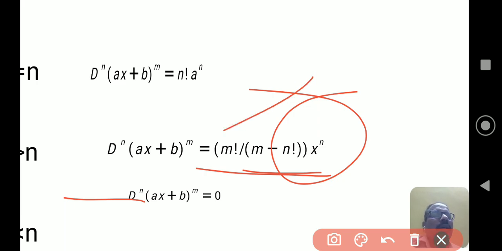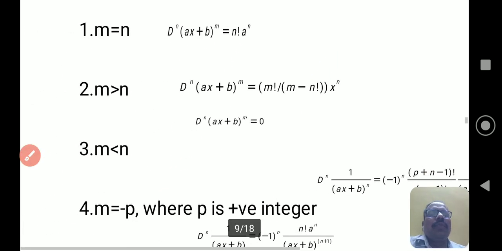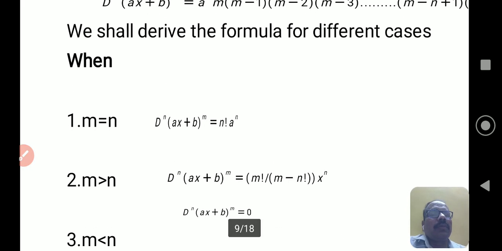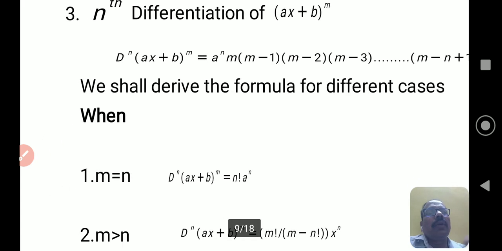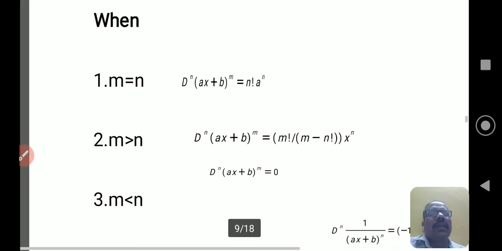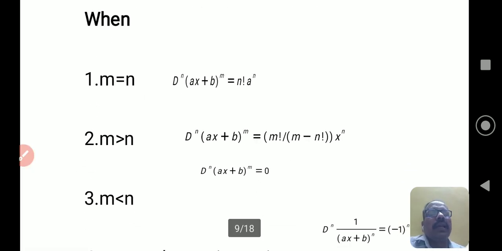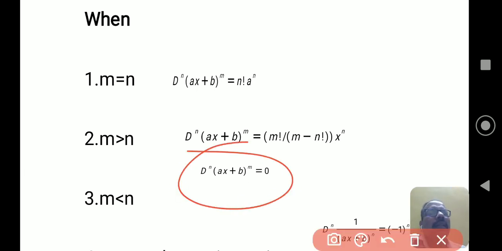Okay, next result is if m is less than n, which means the power of the function is less, say 2, while the number of derivatives is more, say 3. Definitely 2 is less than 3. With more derivatives, the differentiation of a constant automatically gives a constant function, so the result is always 0.